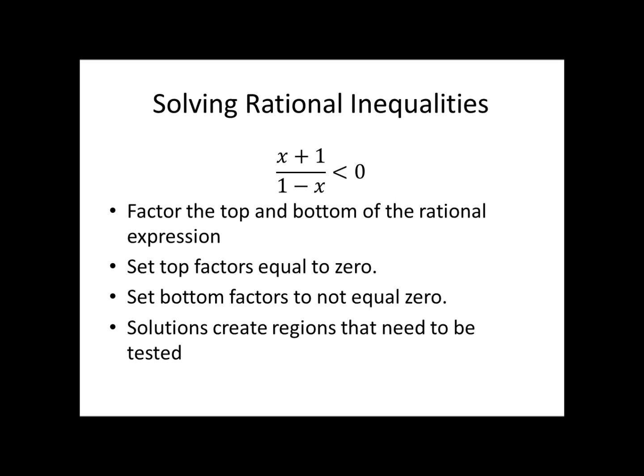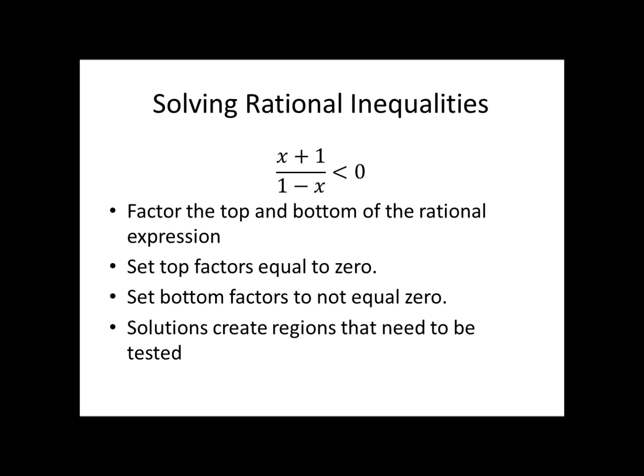Let's take a look at solving a rational inequality. What we want to do is start by factoring the top and bottom of the ratio. Now, this rational expression, x plus 1 over 1 minus x, is less than 0. It's already factored. X plus 1 is our factor on top, 1 minus x is our factor on bottom. Not a whole lot of work to do there. We set our top factors equal to 0. We technically set our bottom factors to not equal 0 because we can't have those bottom factors equaling 0, because that would break a very important rule that we can't have 0 on the bottom of a fraction.